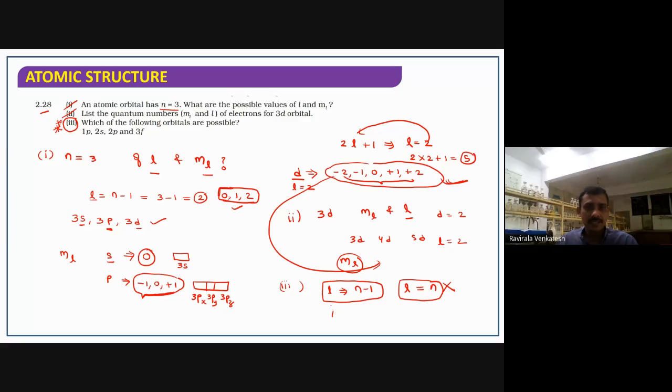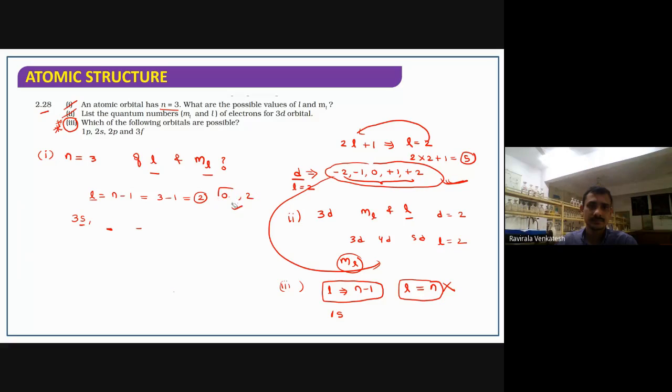1s orbital. I will take one more slide here, no problem. Here I am writing the 1s orbital. Okay, so I will rub this one out and make it here. You have to do these exercises in your notebook, all of you. Write down the solutions for these exercises.